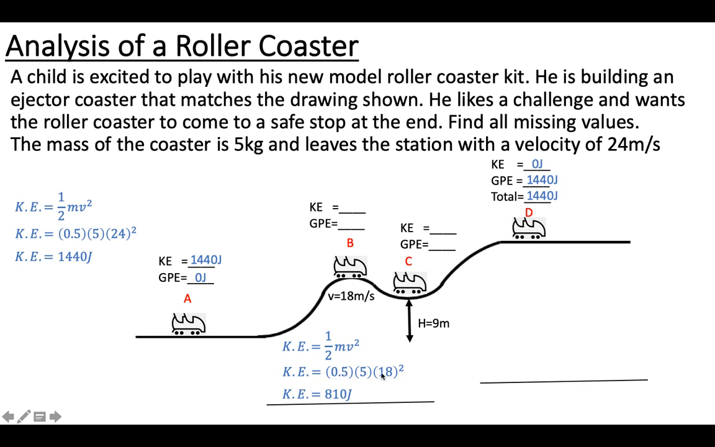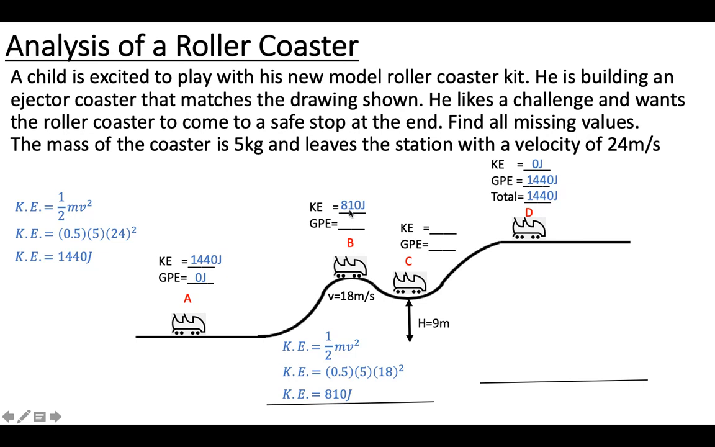Multiply all that together, and we've got 810 joules. So I'm going to go ahead and put that 810 in its blank spot up here, 810 joules. And now to figure out the potential energy, it's really not too bad. We know the total is 1,440, and how much of that goes to kinetic?